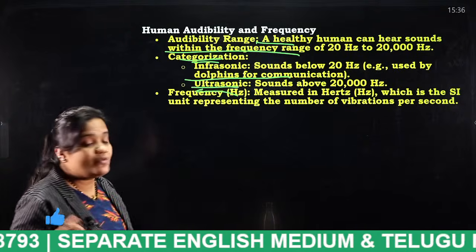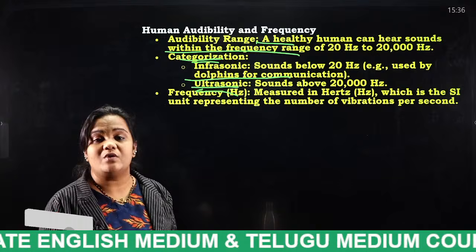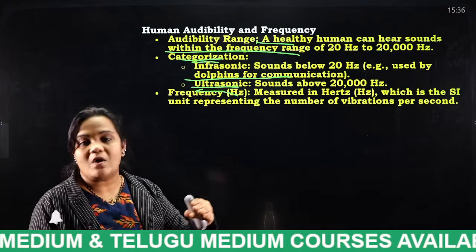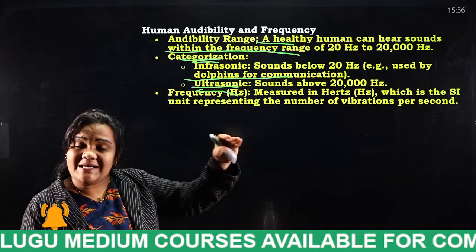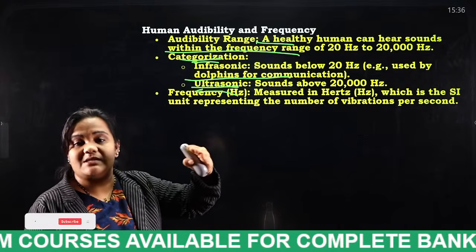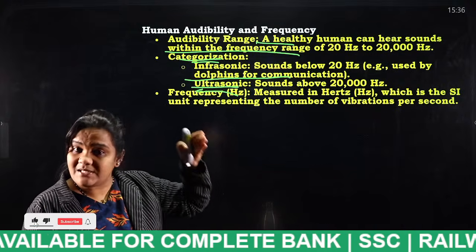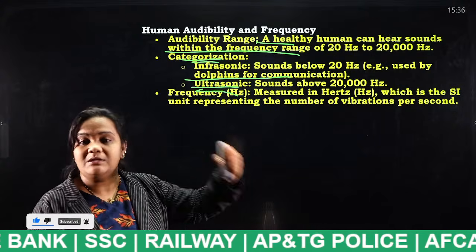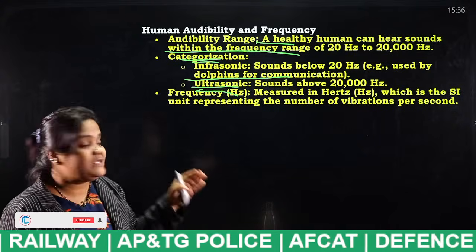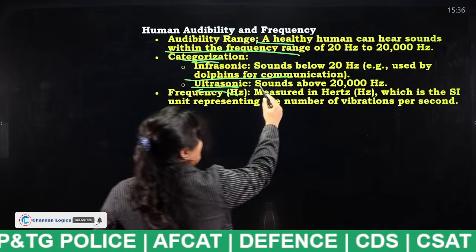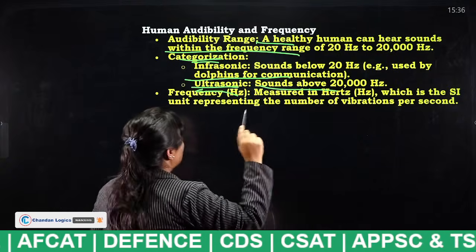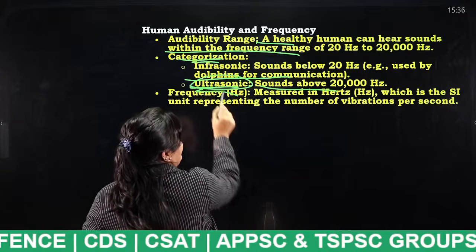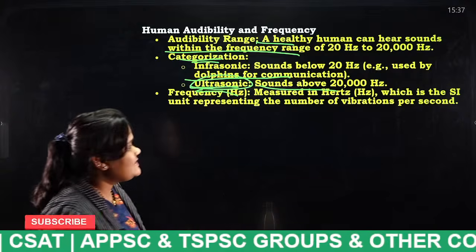In a similar way, ultrasonic. Which animal will use this ultrasonic? Bat. You all know what a bat is. In the night time, a bat cannot see. But how can it reach its target? With the ultrasonic sound it generates. Okay. So, sounds above 20,000 hertz are considered as what? Ultrasonic. So, what is frequency actually?